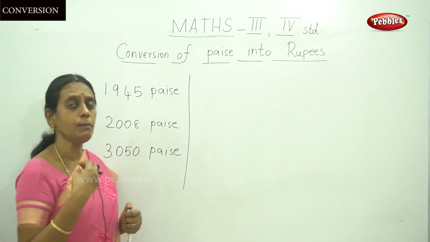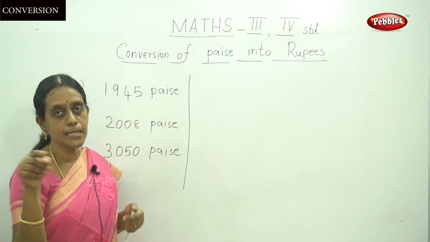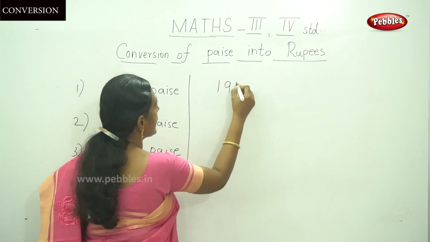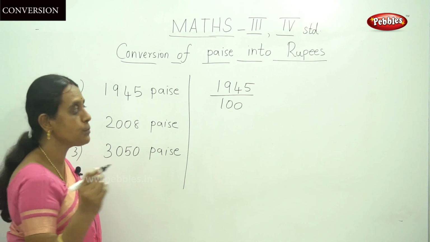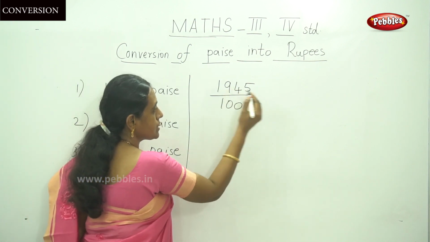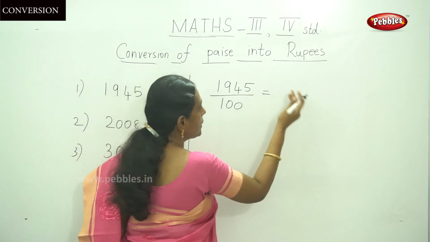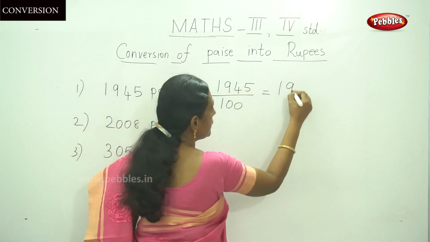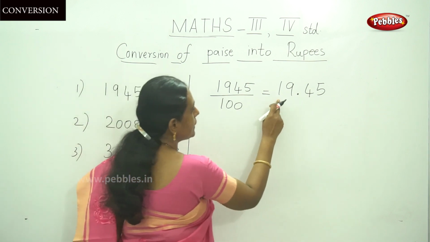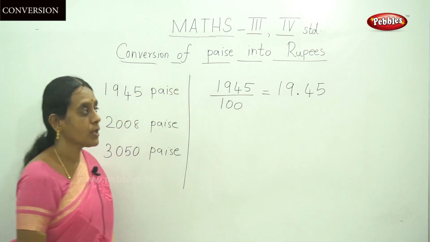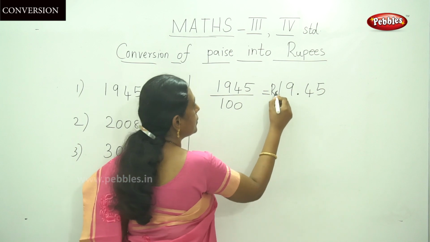Dividing by a number ending in zeros, like 100, is very easy. Here 1945 divided by 100 means you have to put the dot after the first two digits, because there are two zeros. So simply make a dot after the ones and tens: 19 dot 45. This is the answer: 19 rupees 45 paise. So here it is 19 rupees. This is the answer.